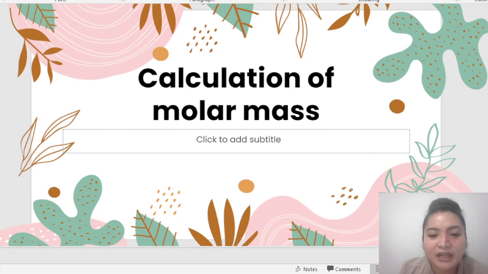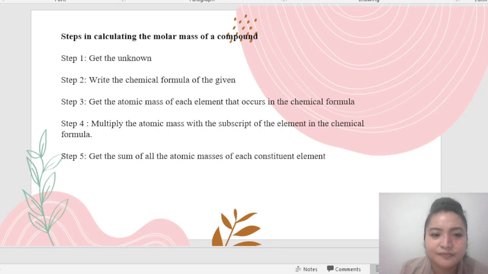We now proceed with the calculation of the molar mass. Here are the steps that are involved. Of course, the first step is to get the unknown, followed by writing the chemical formula of the given, and then get the atomic mass of each of the elements that occur in the chemical formula, multiply the atomic mass with the subscript, and get the sum in order to have the molar mass.